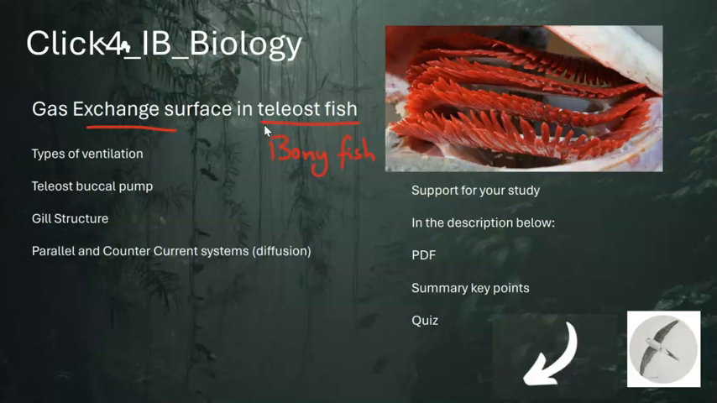We'll look at types of ventilation. We'll look at the buccal pump. We'll be looking at gill structure, which is this feature up here. And then we'll look at just some of the little details in parallel and countercurrent exchange systems, just very quickly.